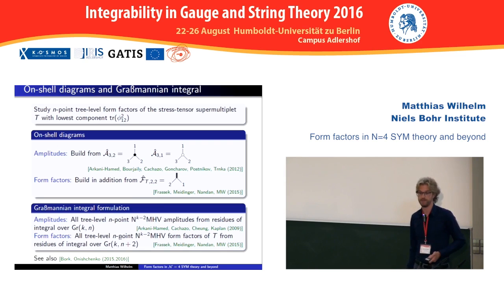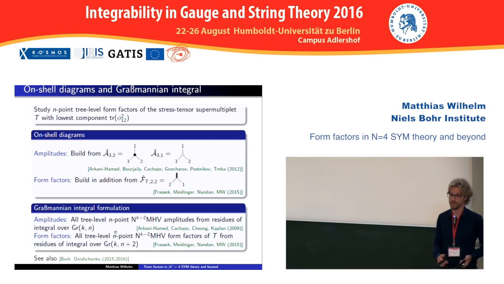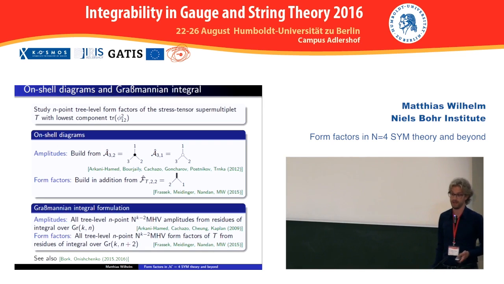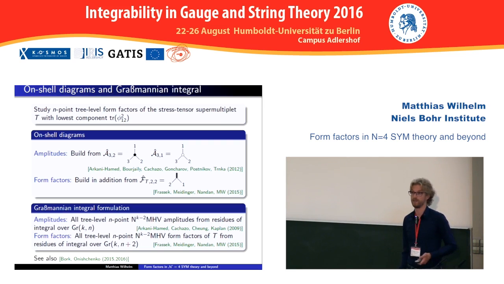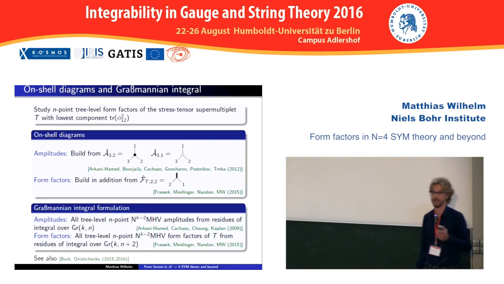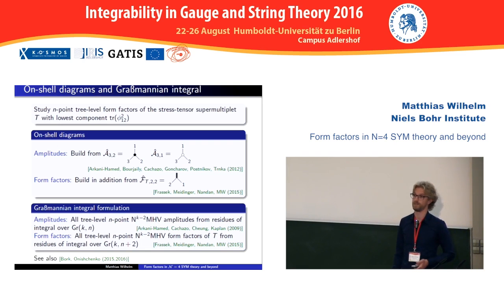For amplitudes, it was moreover found that all tree-level n-point N^kMHV amplitudes can be given as residues of a certain integral over the Grassmannian G(k,n). Here, the Grassmannian is the manifold of all k-dimensional planes in n-dimensional space, and Niemer has briefly reviewed this also in his talk.